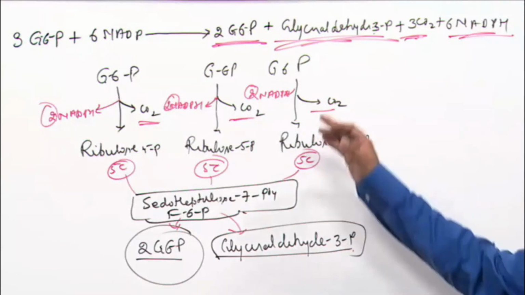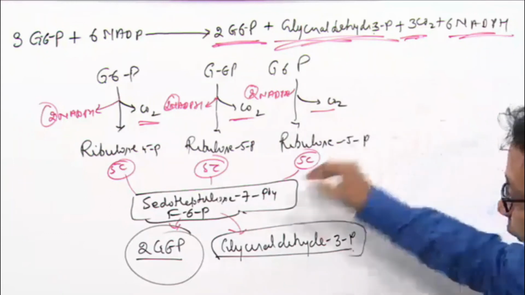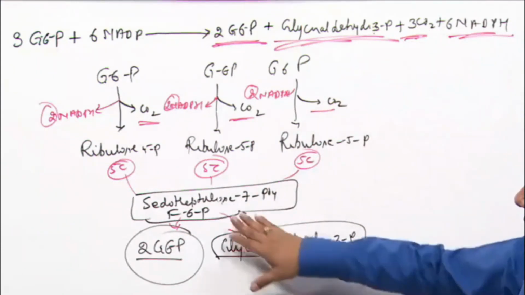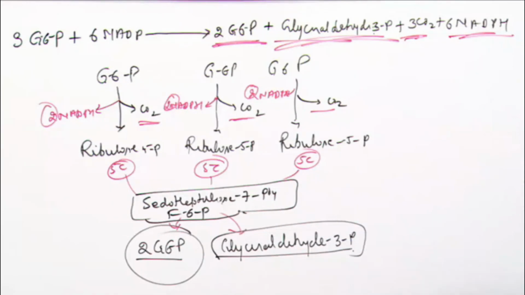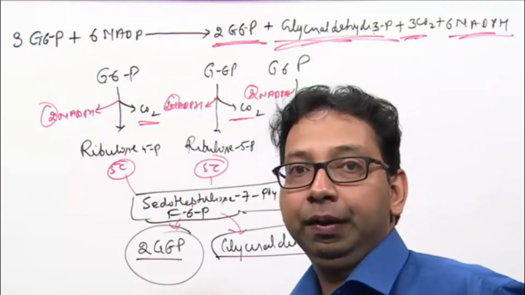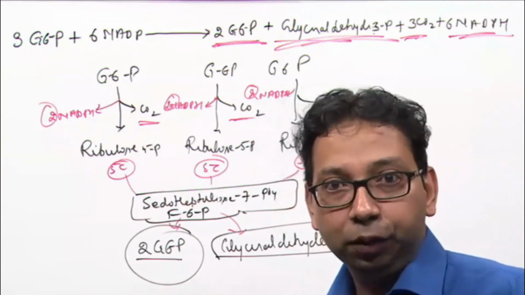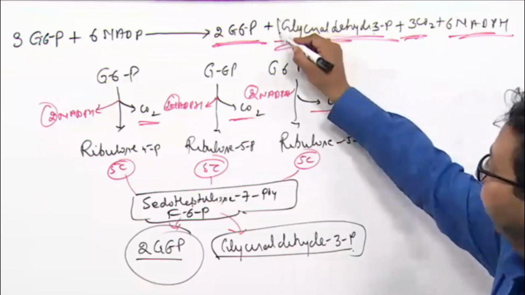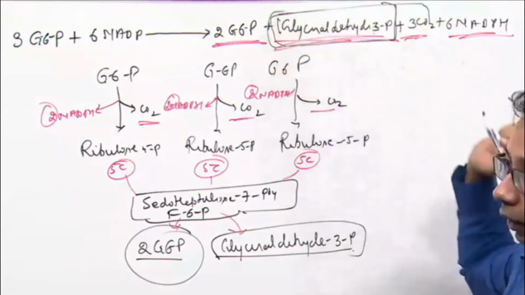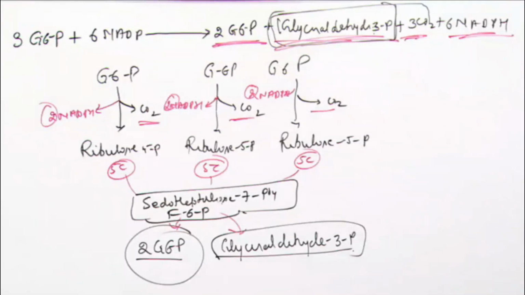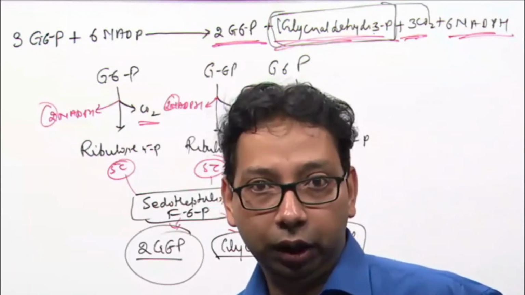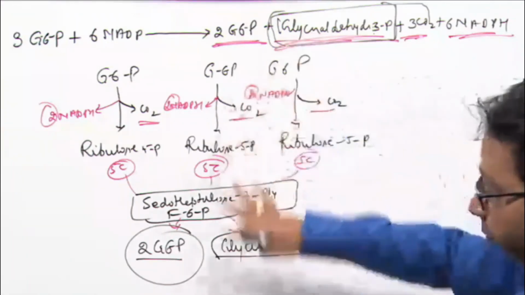Recently asked question: which of the following is not a product of HMP shunt? Option A, 3 CO2, option B 6 NADPH, option C pseudoheptulose 7-phosphate, option D glycerol 3-phosphate. So answer would be glycerol 3-phosphate. Point it out, the product is glyceraldehyde, not glycerol. Yes, the product is glyceraldehyde 3-phosphate. They'll confuse between glycerol and glyceraldehyde. The product is glyceraldehyde 3-phosphate, not glycerol. Okay, so these are common questions on HMP shunt.